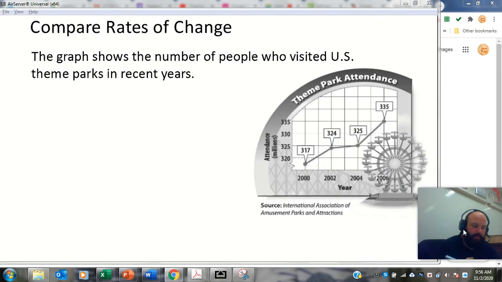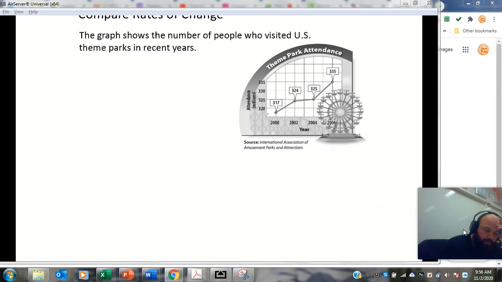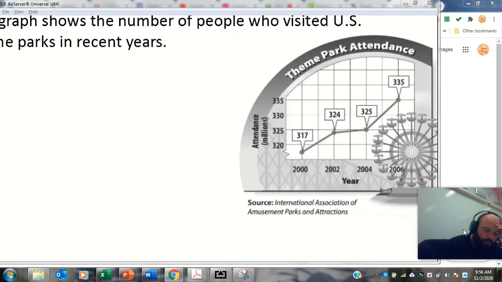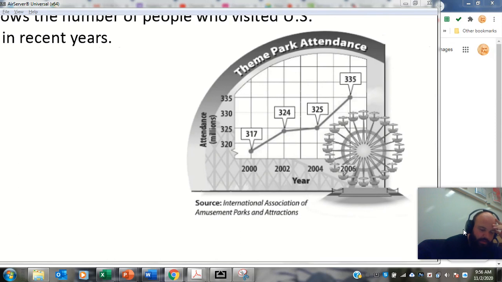Now this one asks us to compare rates of change. So comparing rates of change, it says the graph shows the number of people who visited US theme parks in recent years. And so you can see from 2000 to 2002, it was fairly steep. And then it wasn't nearly as steep from 2002 to 2004. And then when we go from 2004 to 2006, it got really steep, even steeper than the first 2 years. And so what they would want us to determine is which graph or which line is the steepest and how steep it is.